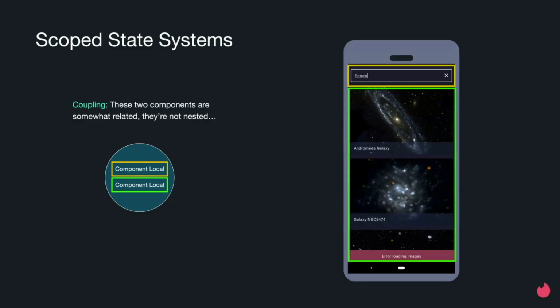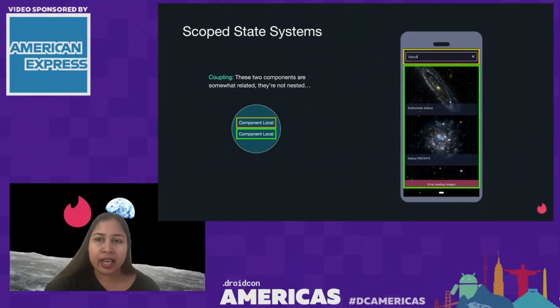On this screen, the search input bar might operate independently from the search results content because a user can type faster than we can fetch images. But at the same time, they are related because changing the input would trigger the change in the results. So we want to consider the input bar and the image results as being somewhat related but not nested.